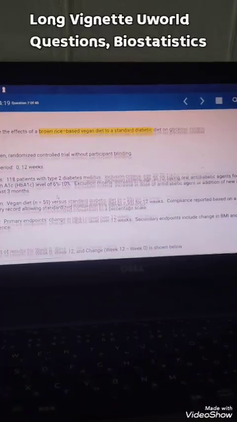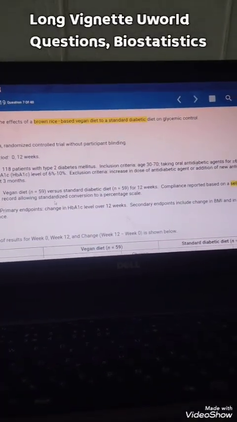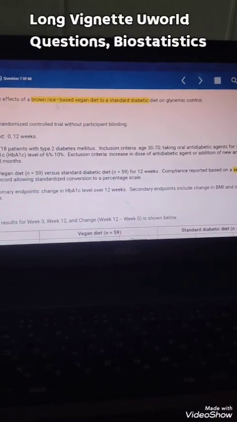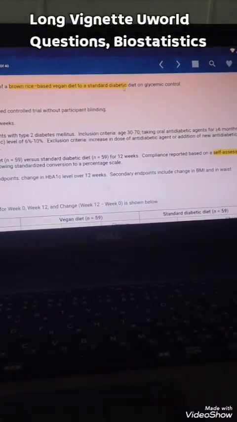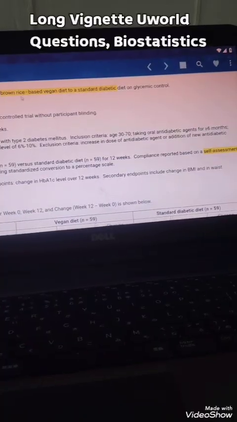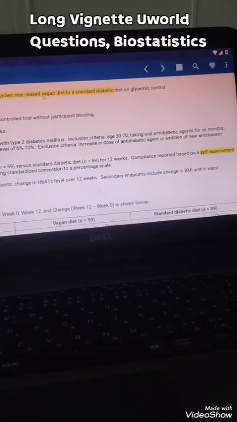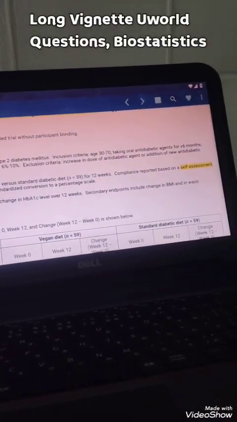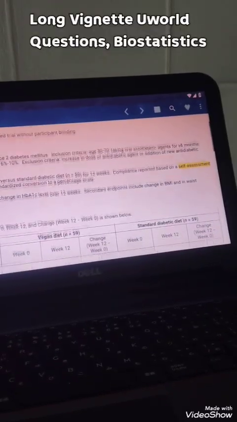It is designed to compare the effect of a brown rice vegan diet to a standard diabetic diet on glycemic control. So you see, we are comparing a brown rice vegan diet to a standard diabetic diet. Highlighting is a good way to increase focus. Now you see it's just a comparative study design question. Now you can look at the methods: a randomized control trial with blinding.